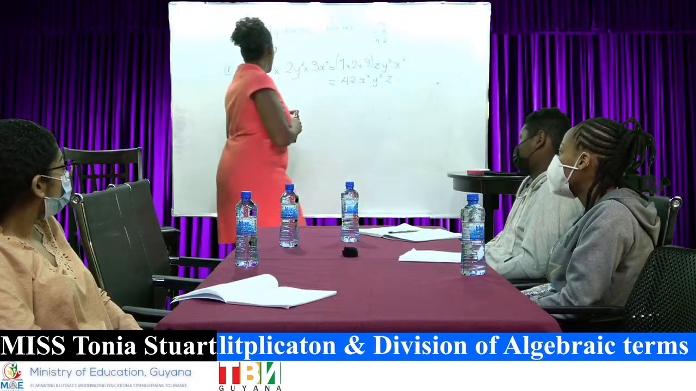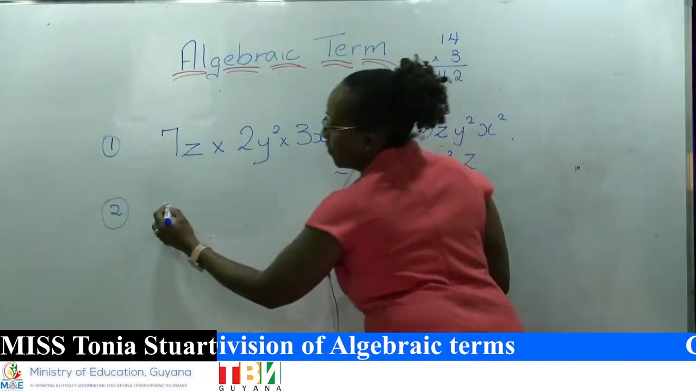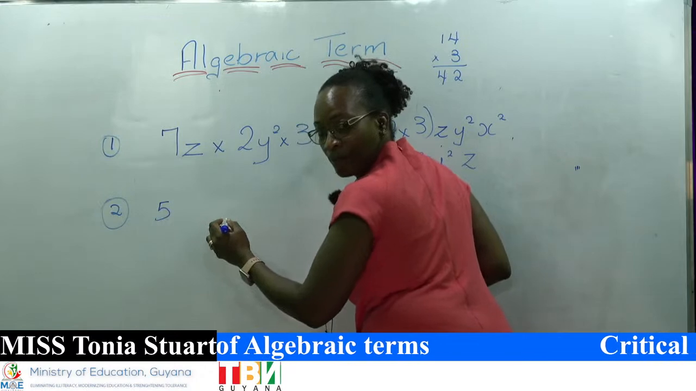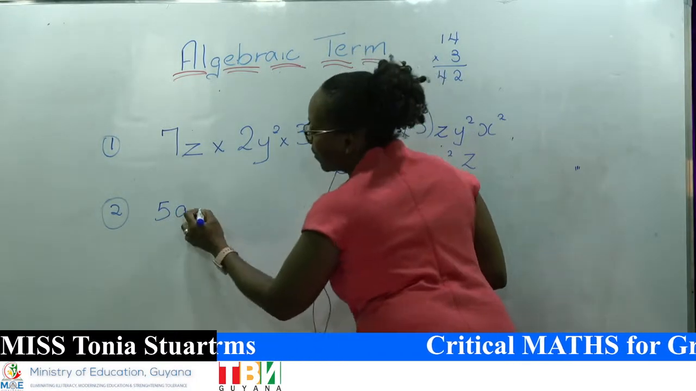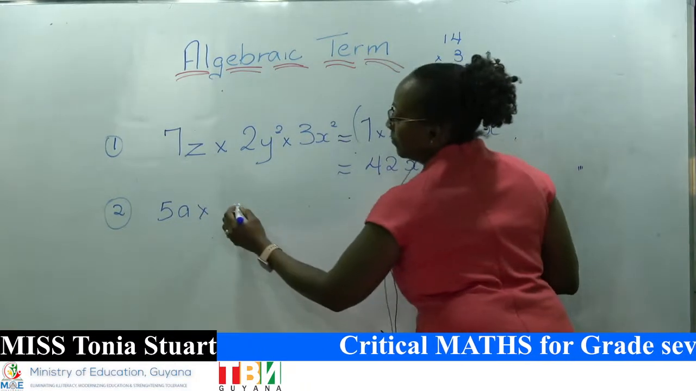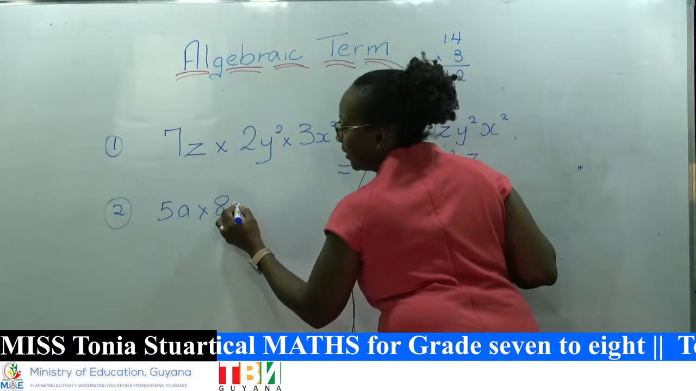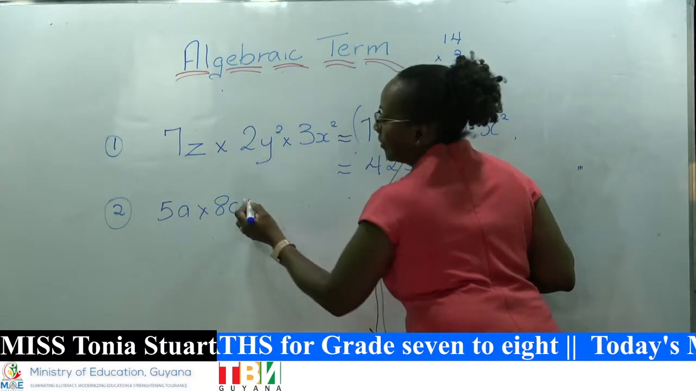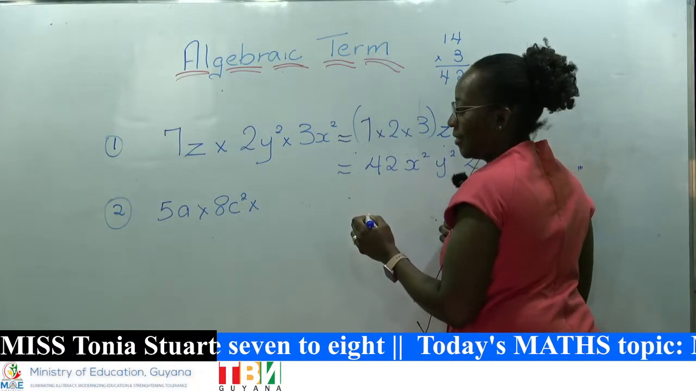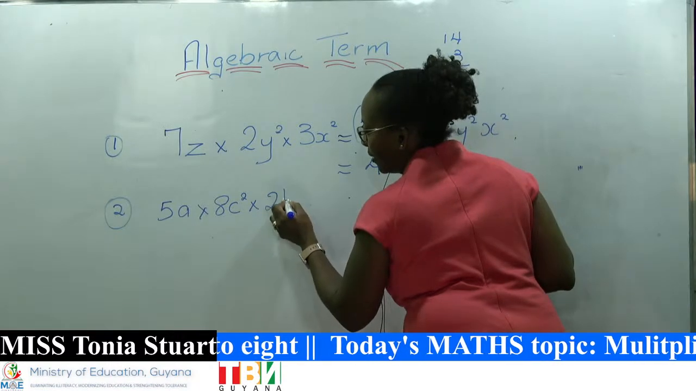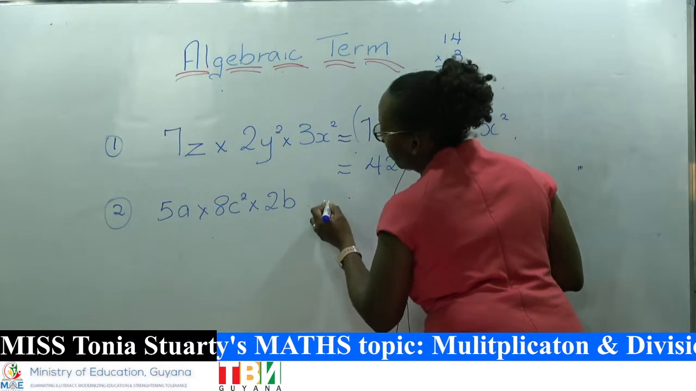Could we have one last multiplication? Please give me a multiplication sum. Someone? Anyone? Or all? 5. 5A. 5a. That's all for you? Yeah. Next person? 8 times 8c. 8c. C alone? To the second power. Akila? 2b. 2b. Oh, just a. All right, no problem.